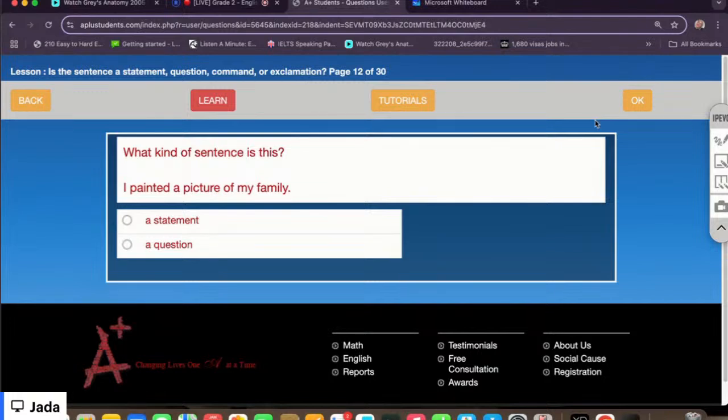I painted a picture of my family. So is this a statement or a question? So what is this one? This is a statement because you're telling us what you did. You painted a picture of your family.